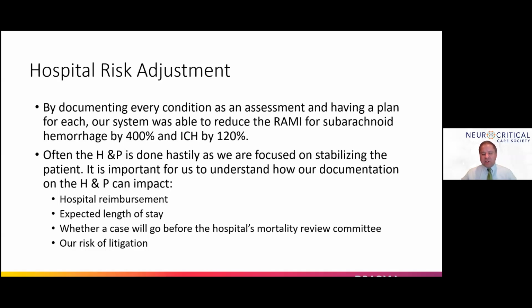Now, this is much more challenging for institutions where neurocritical care is a consult service. And unfortunately, again, the H&P done by neurosurgery or medicine or other services like that may be lacking in this level of detail needed for the risk adjustment.